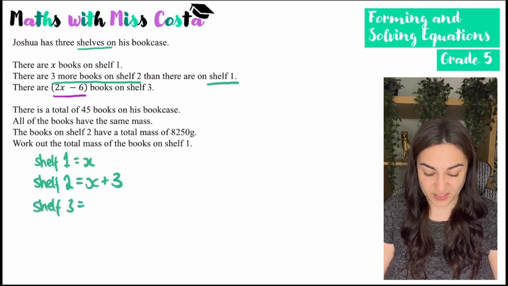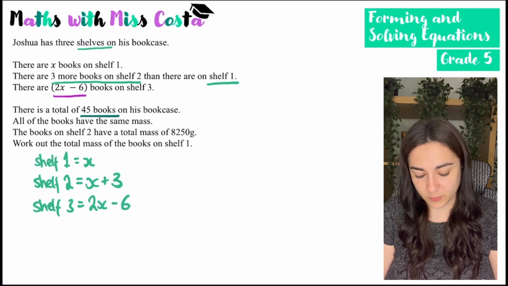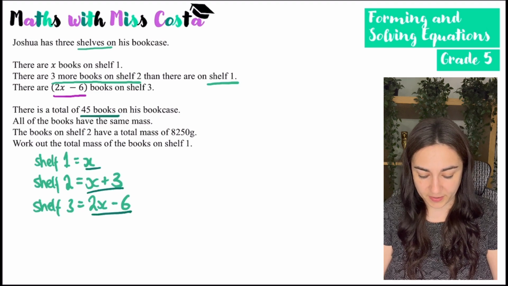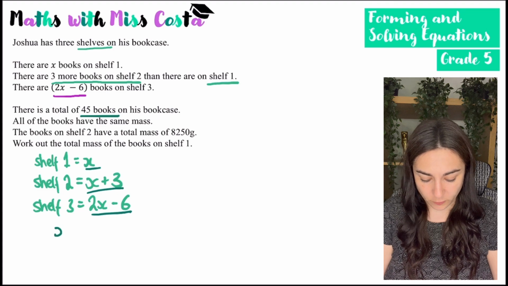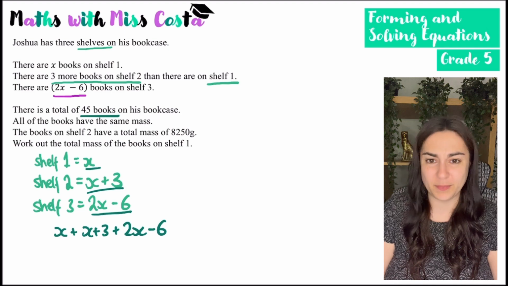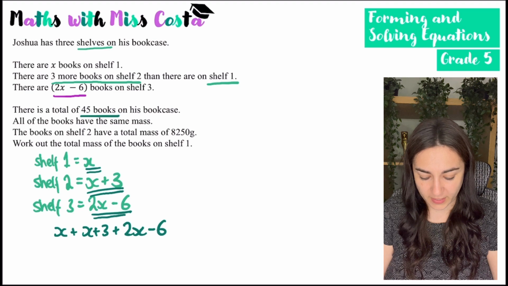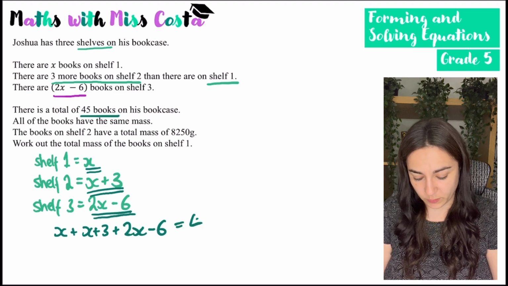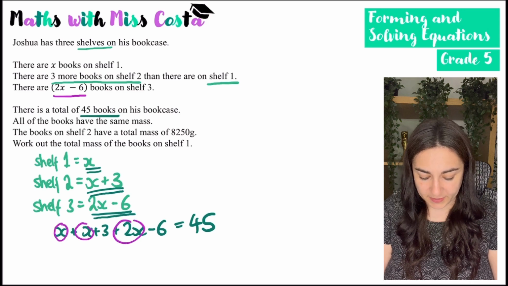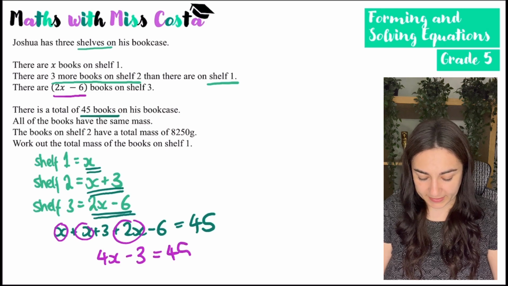So in this question, they've actually given us some of the expressions. Now, I'm told that there is a total of 45 books on his bookcase. So I know that shelf 1 plus shelf 2 plus shelf 3 must equal 45. So I can form that equation: x plus x plus 3 plus 2x minus 6. And remember, some people for some reason think, oh, I wrote x once, so I don't need to write it again. No, each time you need to write out the full expression. So that must equal 45. And then you simplify it. x plus x plus 2x gives you 4x, and 3 take away 6 is minus 3. So 4x minus 3 is 45.